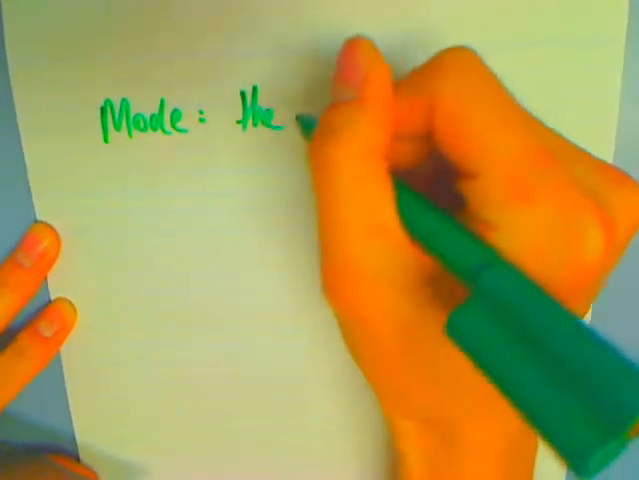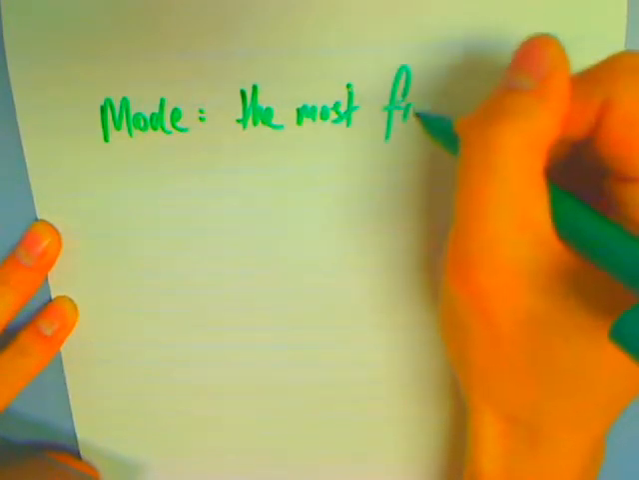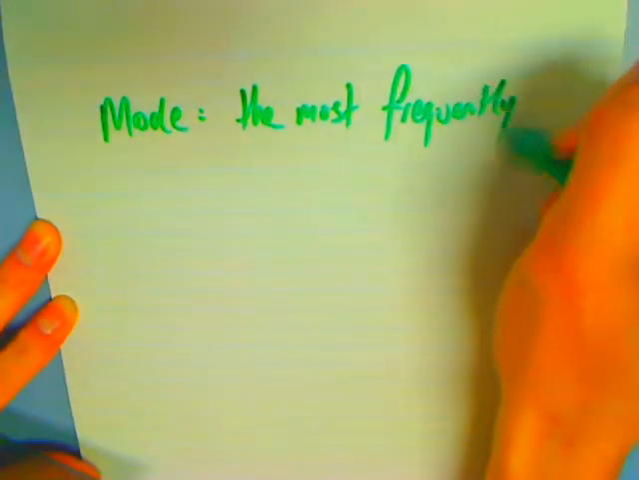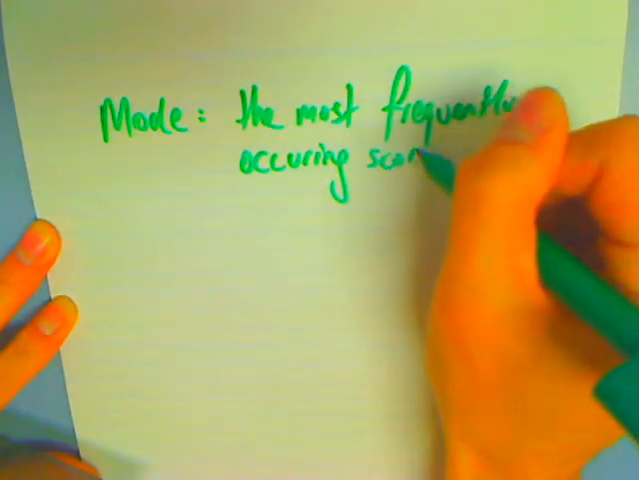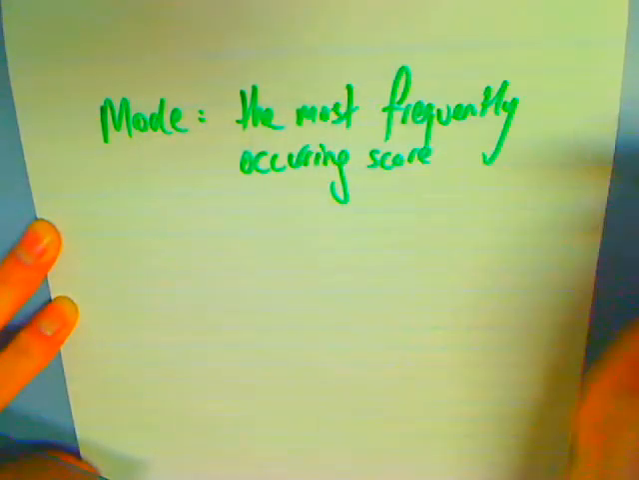Alright, so here's the mode. The next term that you'll need to know. Mode is the most frequently occurring score. I spelled occurring wrong. It should be a double R.